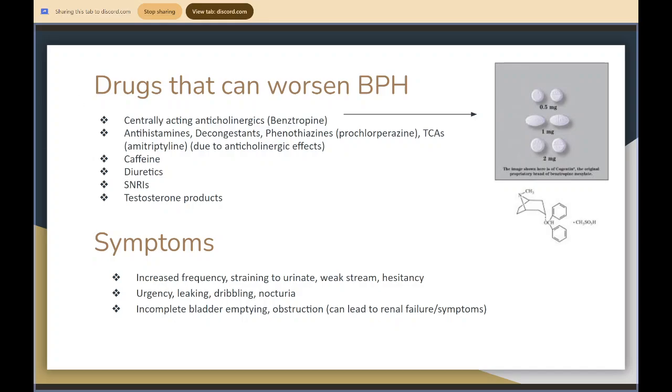Can anyone tell me a brand name for amitriptyline? Please type it into the chat. Amitriptyline. It's okay if you don't know. Definitely make a note to review if you do not know.